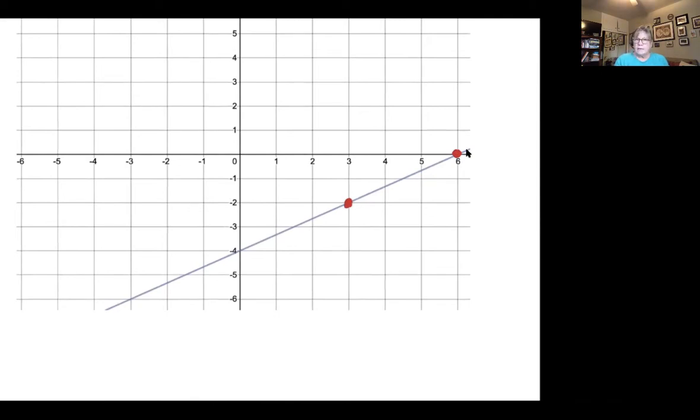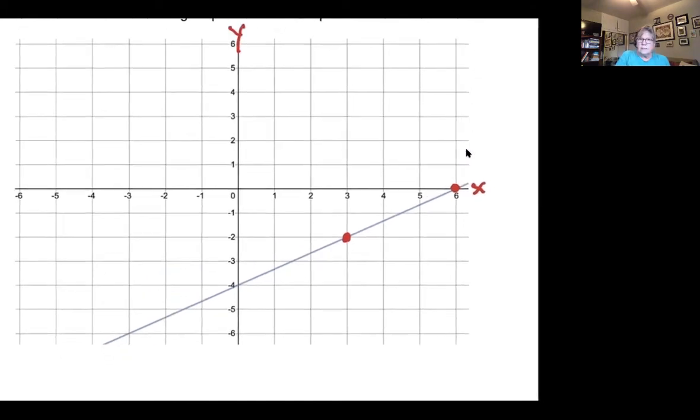So rise means how far up or down do we have to go? That's the Y direction. And run means how far left or right we have to go. That would be the X direction. Remember, this is the X axis, and this is the Y axis. The Y axis goes up and down. You can't see that on yours. Let me shift it down. And the X axis goes right and left.